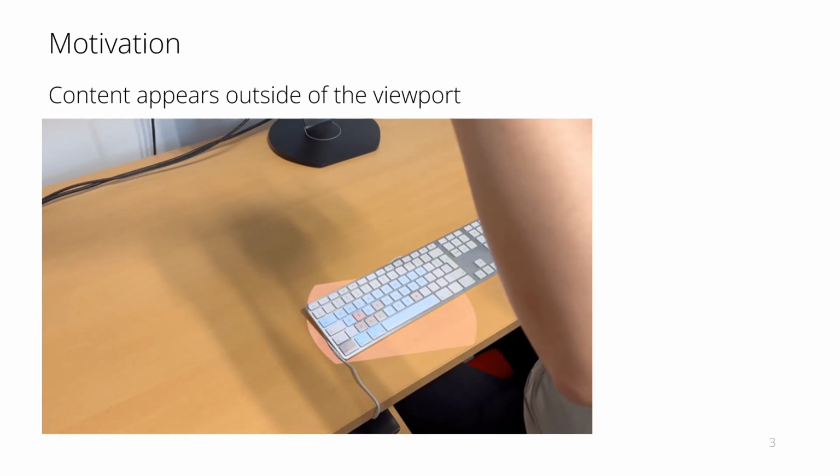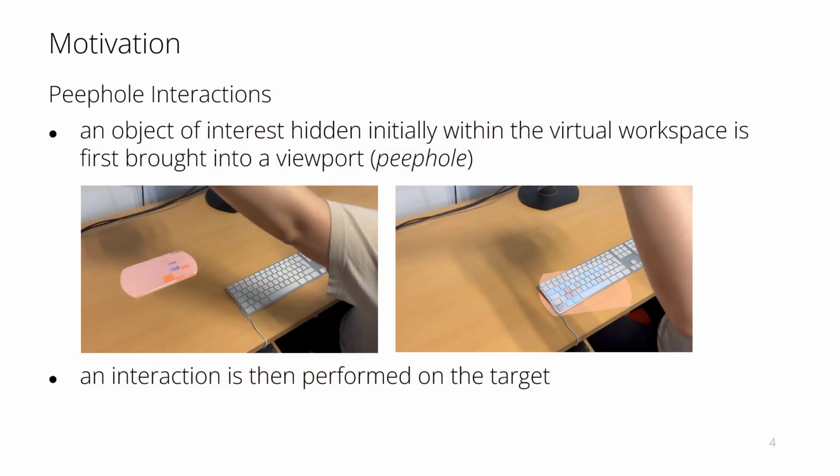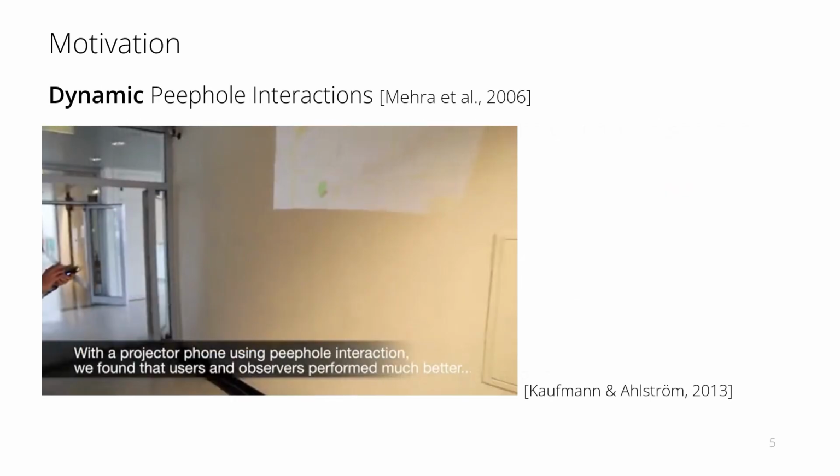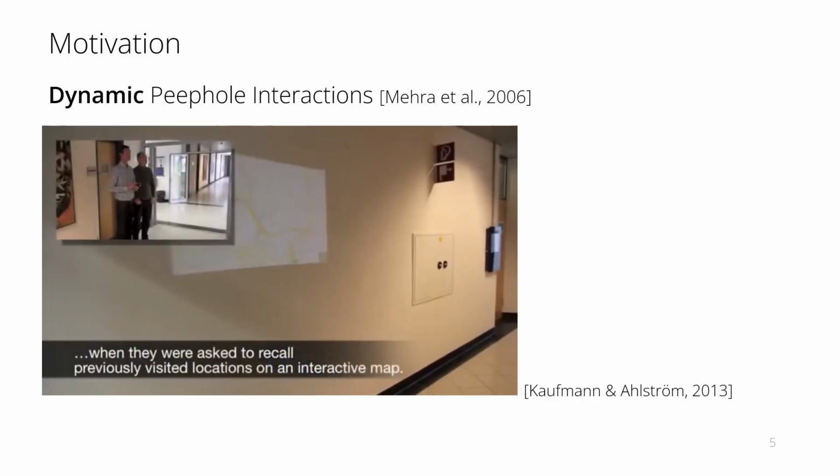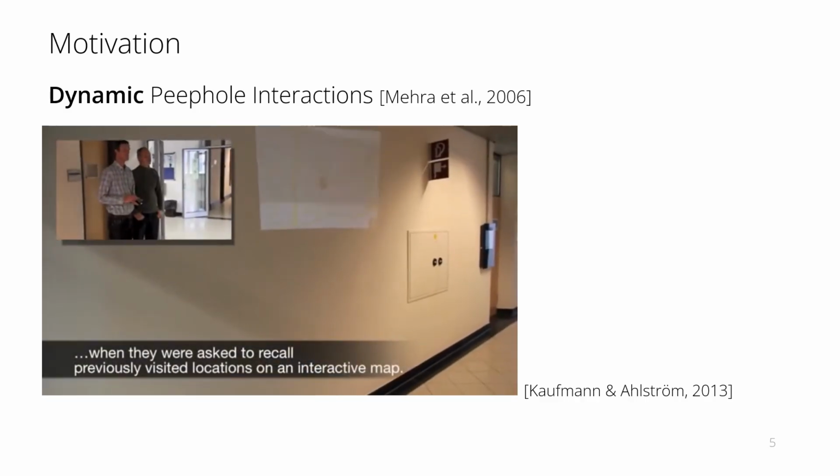Some other use cases require moving the viewport over the physical objects to view content on them, such as the keyboard here. This two-step process of bringing an object of interest first into a peephole and then performing interaction on the target is called peephole interactions. And when users manipulate the viewport itself rather than the entire workspace to navigate space and review information, it is called dynamic peephole interaction.